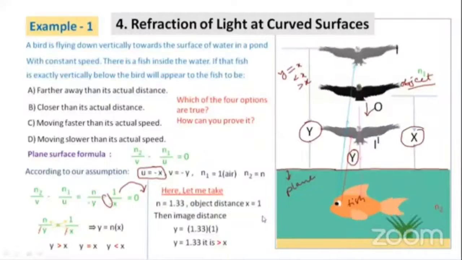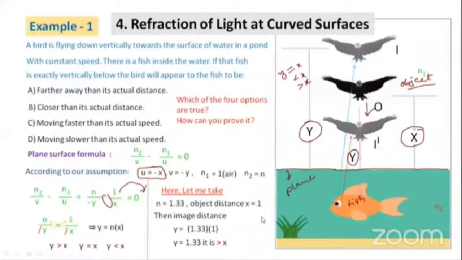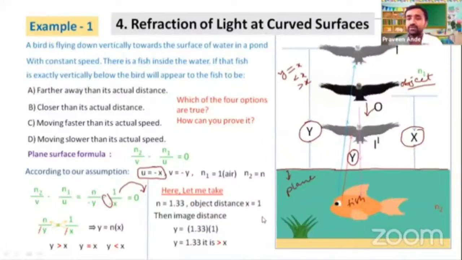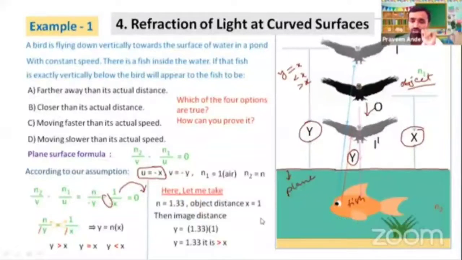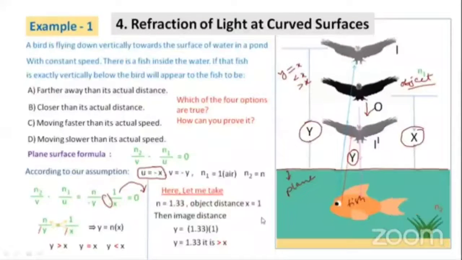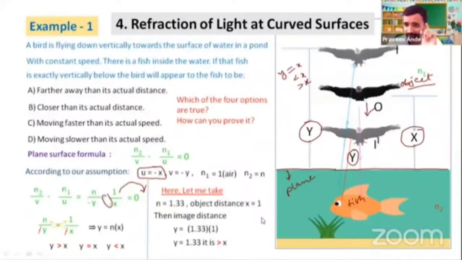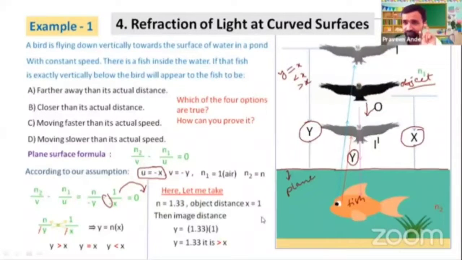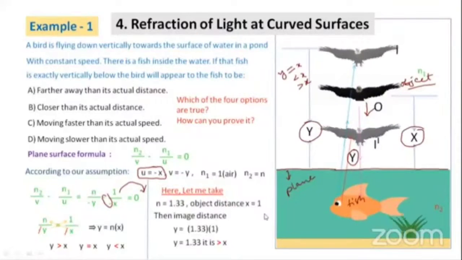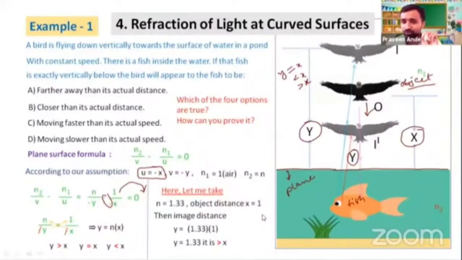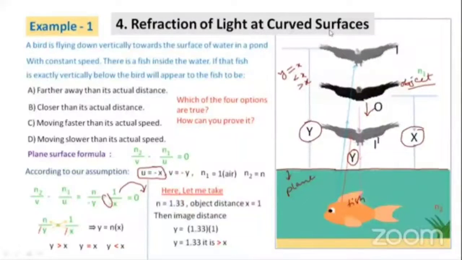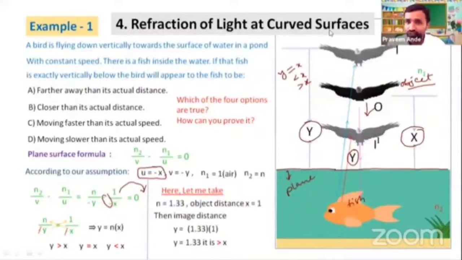n is greater than 1, so automatically y becomes greater than x. Yes or no? Yes, right? A denser medium other than air has a refractive index greater than 1, or not? Yes. So automatically the y value always becomes greater here.